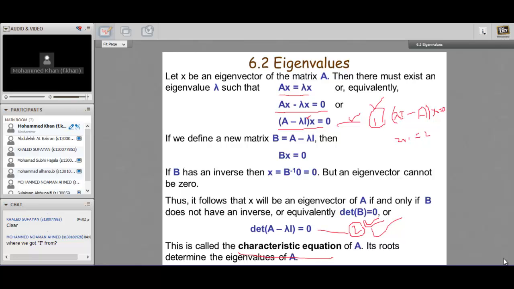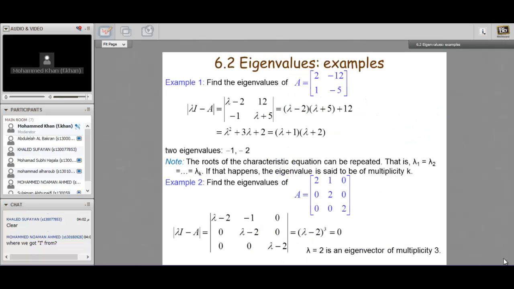So here we have to remember two things. Equation number 2 is for eigenvalue, and equation number 1 is for eigenvectors. These two things we have to remember. In the questions I will show you how we can use these things.